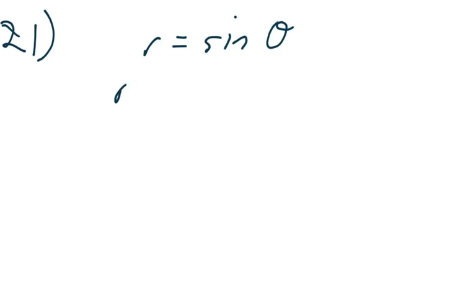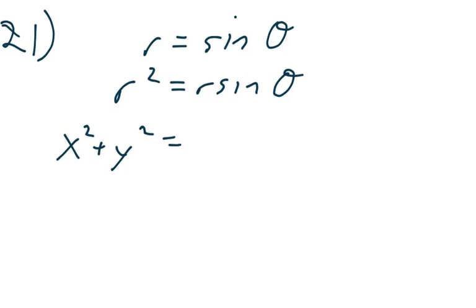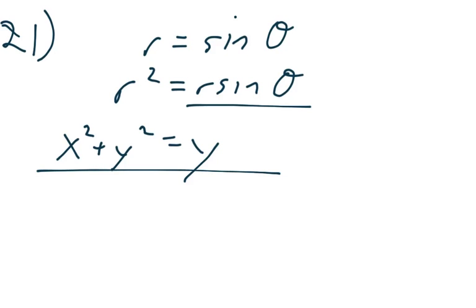Alright, so the first thing I'm going to do here is multiply both sides by r. So we get r squared equals r sine theta. R squared is x squared plus y squared. R sine theta is equal to y. And I think that might be it.